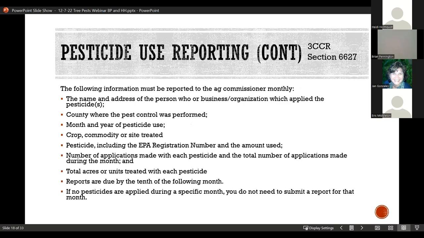Every month that you apply pesticides, you must report the information shown to the county ag commissioner where you perform the work. The deadline to report is the 10th of the following month outside of production ag. So for example, all of your pesticides used in August have to be reported by the 10th of September. If you apply no pesticides in a given month in a county where you're registered, you have to submit a negative use report so we know that you didn't just forget to submit a report at all. For PCB applications in production ag settings, reports are due within 7 days of the application. So if you're spraying at an orchard or something like that, 7 days.